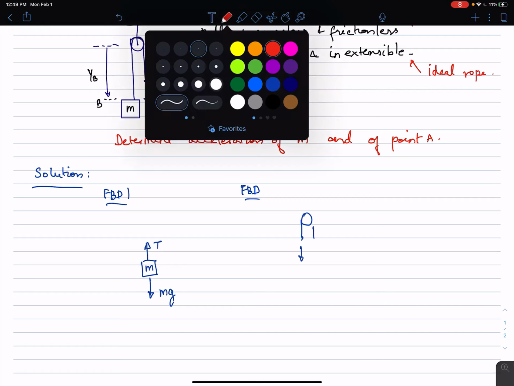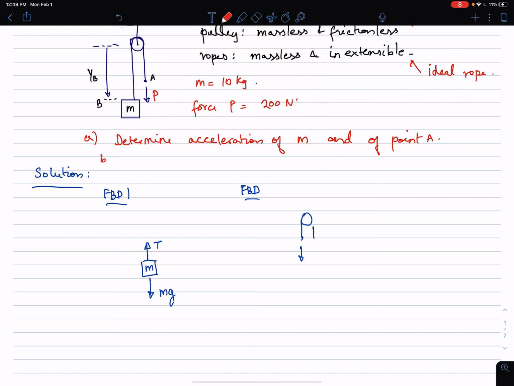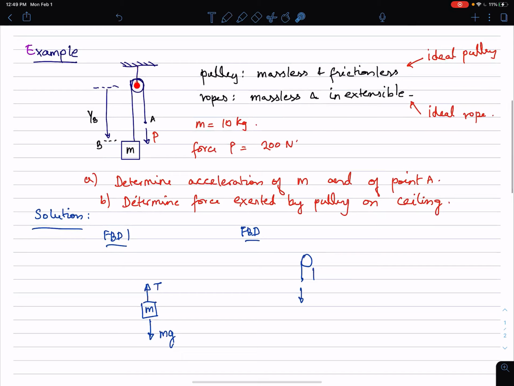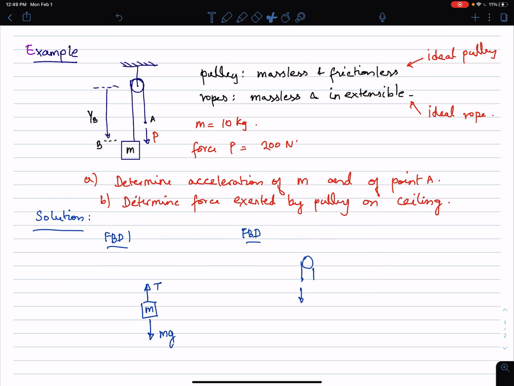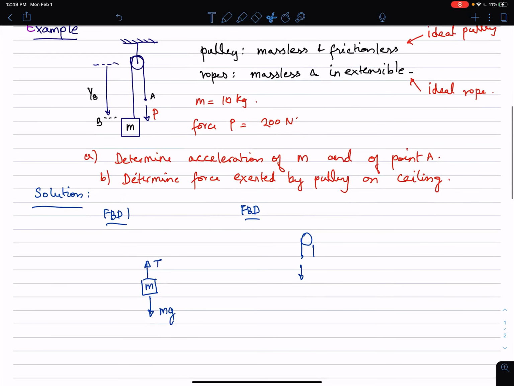So let me actually add another question here. B: determine the force exerted by the pulley on the ceiling. Okay, so basically the force transmitted by this pulley on the ceiling. So I just added that question because I want you to think about the free body diagram for the pulley.